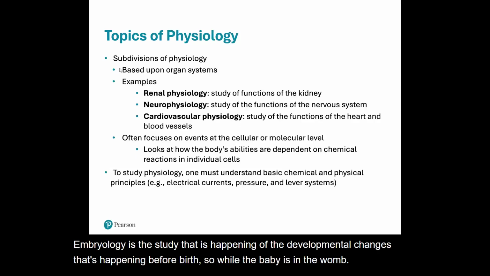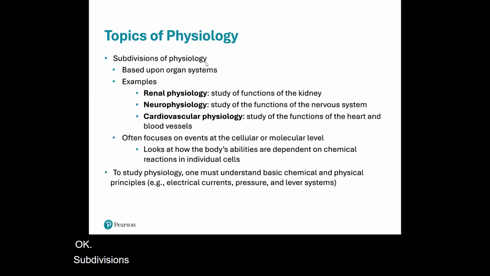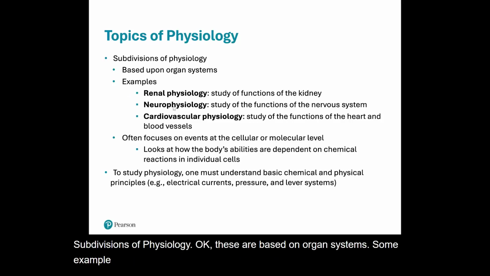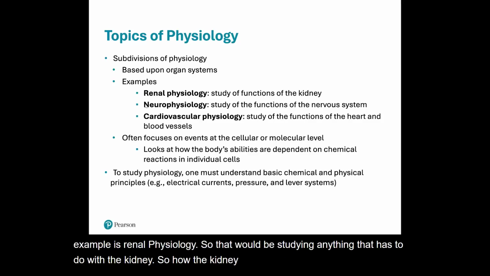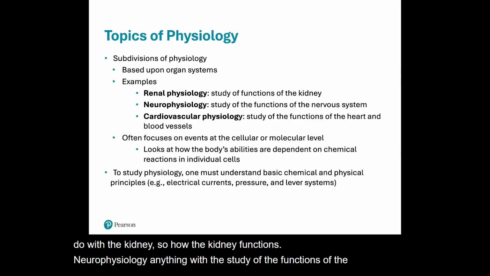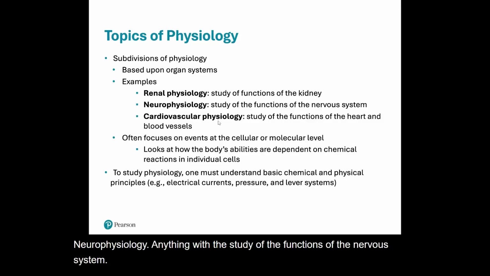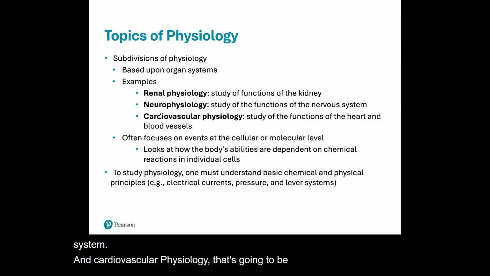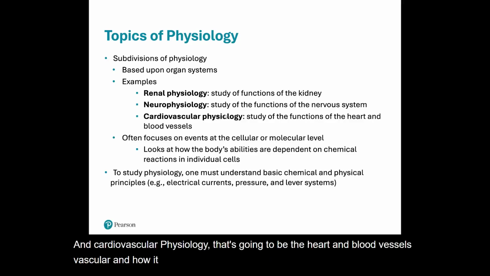Okay. Subdivisions of physiology. These are based on organ systems. An example is renal physiology, which is studying anything that has to do with the kidney, how the kidney functions. Neurophysiology is the study of the functions of the nervous system. And cardiovascular physiology is the heart and blood vessels, and how they work, the function.